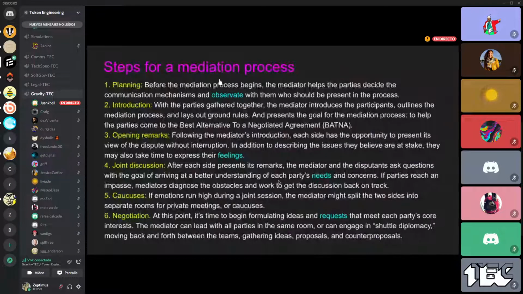And if the parties reach an impasse, the mediator has to diagnose the obstacles and work to get the discussion back on track. Because as I was telling you, it is normal that when people are talking about a dispute, they start escalating, and the communication can be broken at any moment if they start judging or using strong language. But the mediator has to diagnose these obstacles and always try to get the discussion back on track.